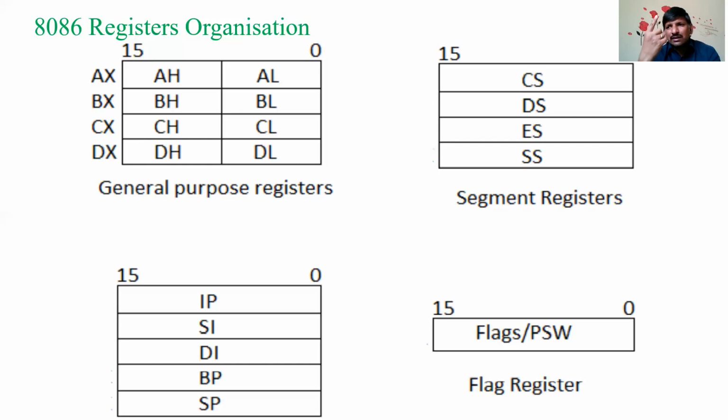Totally 6. Carry flag: if the result generates a carry, the flag is 1. Parity flag: if the result contains an even number of ones, the parity flag value is 1. Auxiliary carry: if in the lower nibble a carry is generated, its value is 1. Next, if the result is 0, the zero flag is 1. Next, if the result is negative, the sign flag is 1. If overflow occurs, the overflow flag is 1. These are the 6 status flags.